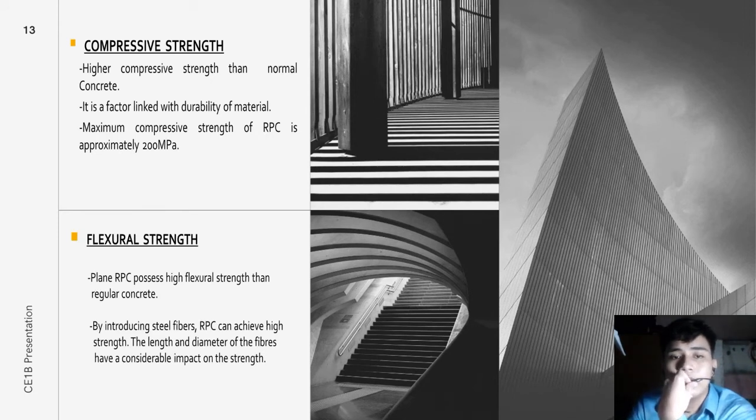Next one is flexural strength. Plain RPC possesses higher flexural strength than regular concrete. The regular concrete only has a flexural or compressive strength of 70 to 100 MPa, which is very low compared to RPC's flexural and compressive strength. By introducing steel fibers, RPC can achieve high strength. The length and diameter of the fibers have considerable impact on the strength.